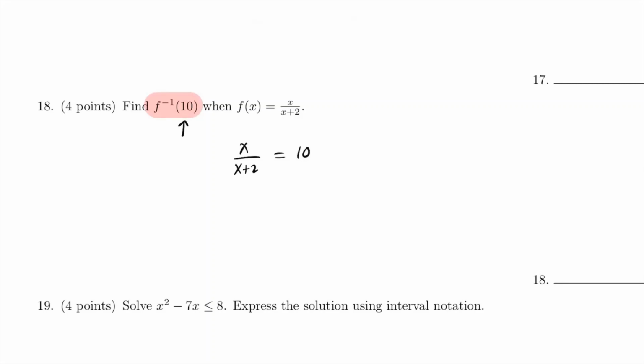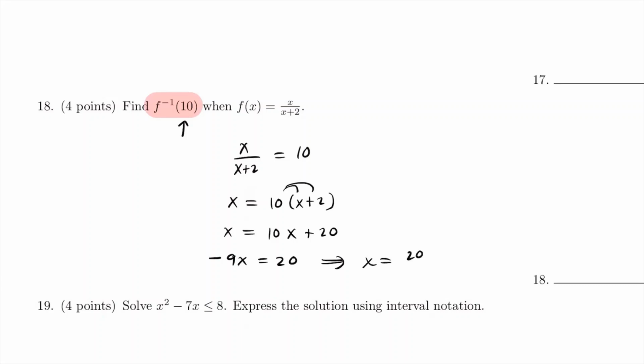So we go ahead and solve for x. We multiply both sides by x plus 2. You have x is equal to 10 times x plus 2. Here we distribute. This will be x equals 10x plus 20. Now we can subtract 10x from both sides. You'll have negative 9x is equal to 20, which means x is equal to 20 divided by negative 9. You can just rewrite it like that. You can say that now f inverse of 10 is equal to negative 20 over 9.